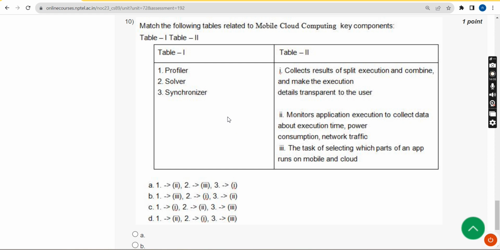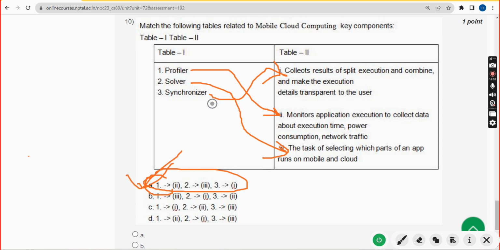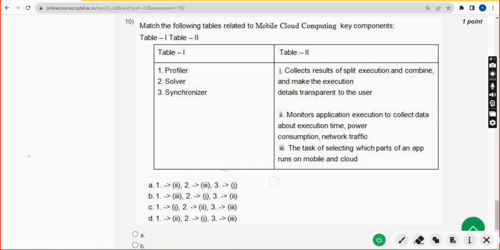So for the 10th question, the final question of the assignment, the correct answer is option A, guys. That means profiler matches the second one, solver matches the third one, and synchronizer matches the first one: 2, 3 and 1. So the first option is the correct option. So mark option 1, guys.